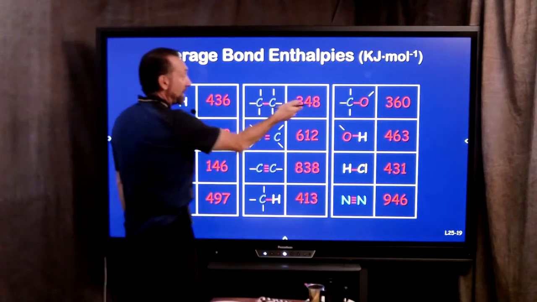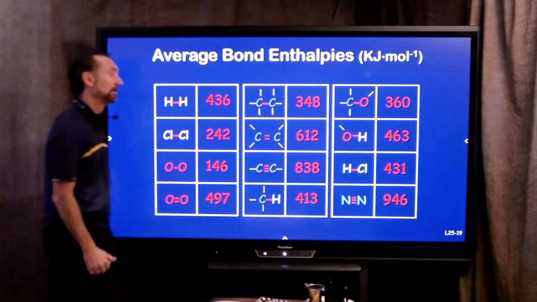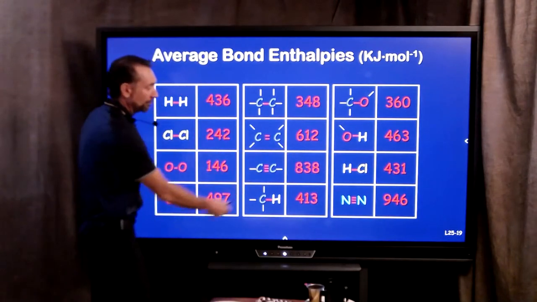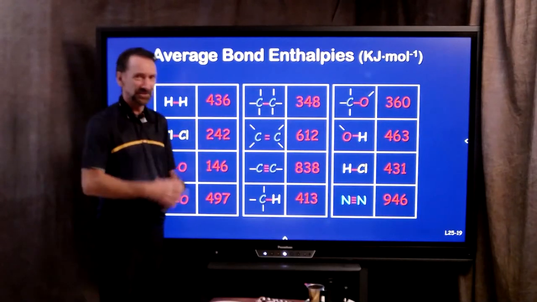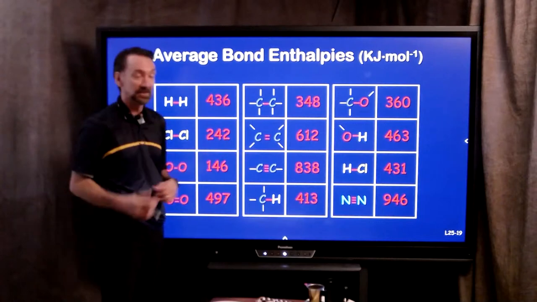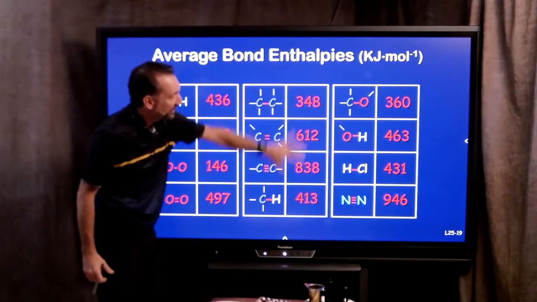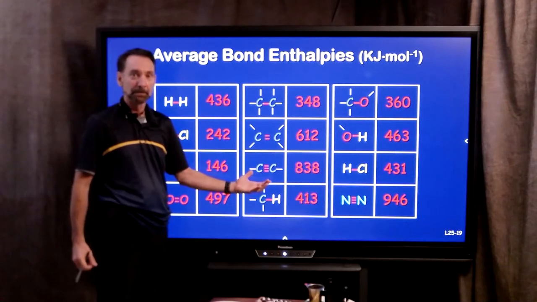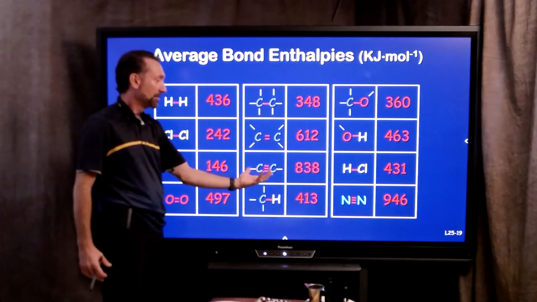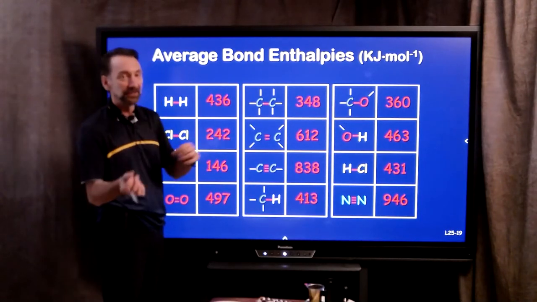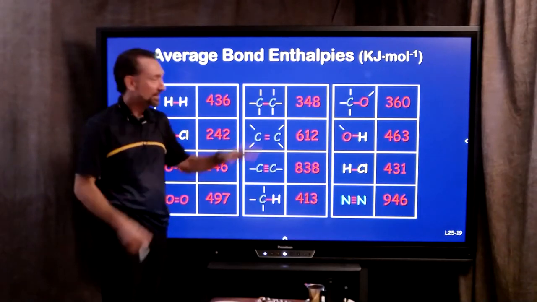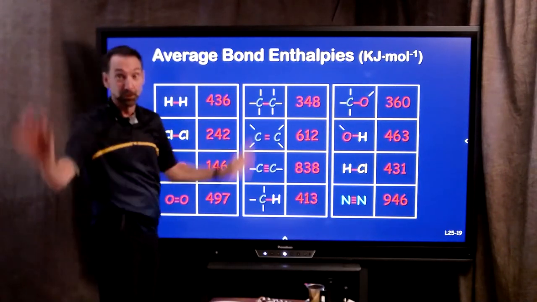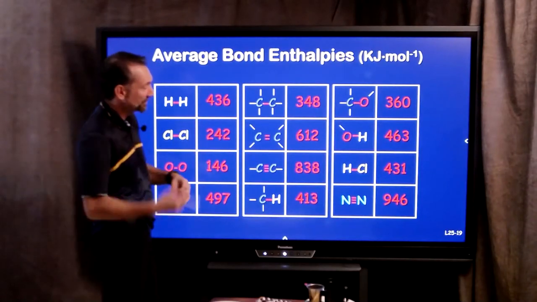Some other interesting things. Here's the carbon bond, and I have 348 there, triple bond, double bond, and these energies, you can imagine there's many different kinds of carbon single bonds, carbon double bonds, and carbon triple bonds. These numbers are kind of averages over the many kinds of bonds. They're the numbers that give us the best results if we're calculating bonds breaking and bonds forming. These are not exact numbers for any particular type of single, double, or triple bond. You can think of them as averages over many kinds of double and triple bonds. They're just kind of benchmarks.